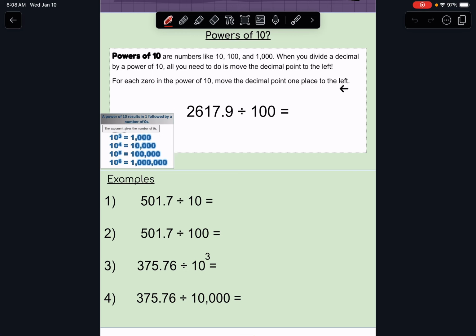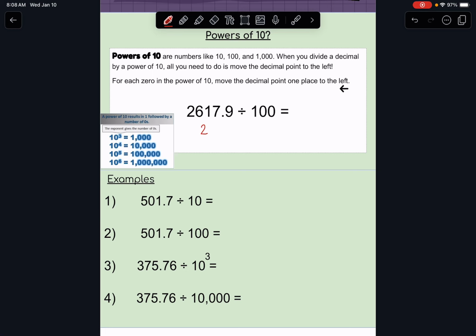We have 2,617 and 9/10 divided by 100. And for these questions, all you have to do is count how many zeros there are. So we have 100. Okay, so we have 2 zeros in our power of 10. So all you have to do is move the decimal point to the left 2 places.